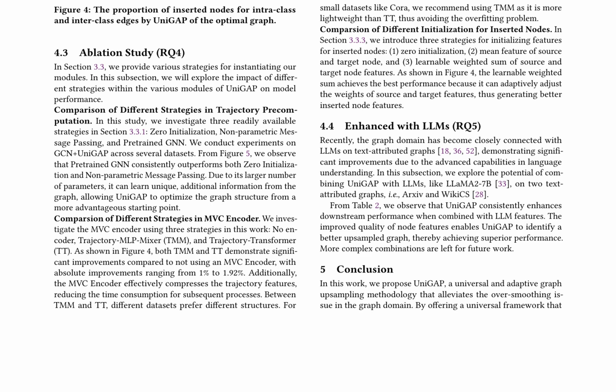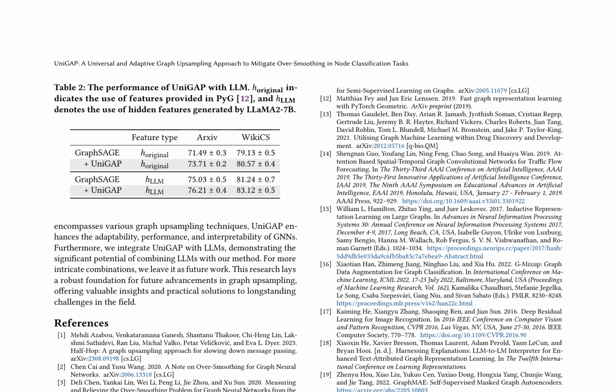Finally, the authors explore the potential of combining UniGAP with large language models, LLMs, on text-attributed graphs. UniGAP consistently enhances downstream performance when combined with LLM features, likely due to the improved quality of node features that enables UniGAP to identify a better upsampled graph.